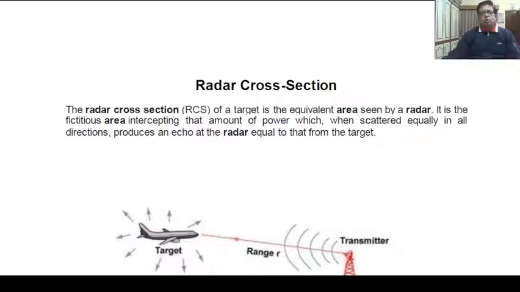Today we are going to discuss the topic radar cross-section. The radar cross-section of a target is the equivalent area seen by a radar. What is radar cross-section? It is the equivalent area that can be seen by radar. It is the fictitious area intercepting that amount of power which, when scattered equally in all directions, produces an echo at the radar equal to that from the target.